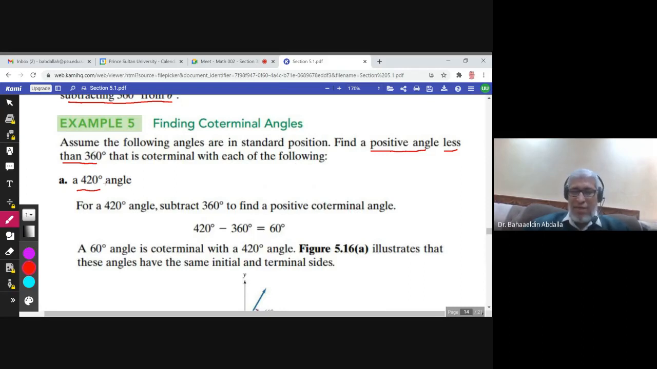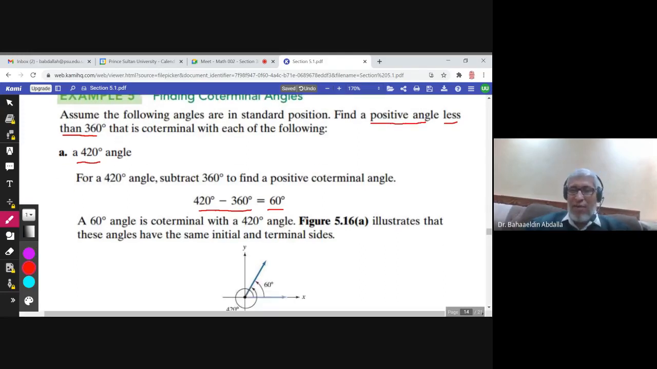So if you add 360 to 420, you will not get an angle less than 360. So try subtracting. If you subtract 360 from 420, you get 60. Now this 60 is positive and less than 360 and coterminal to 420. So the answer is 60 degrees. 60 degrees is the positive angle less than 360, which is coterminal to 420.